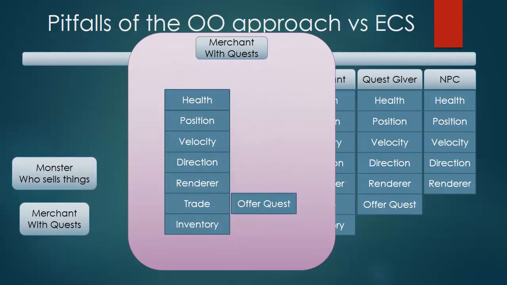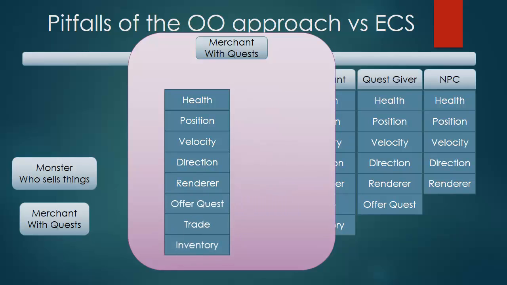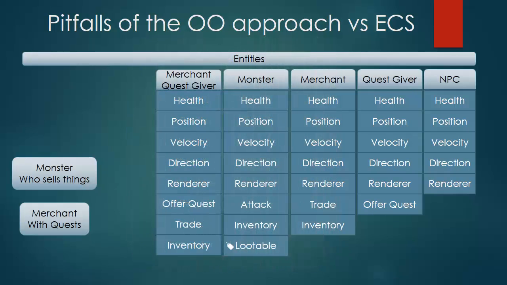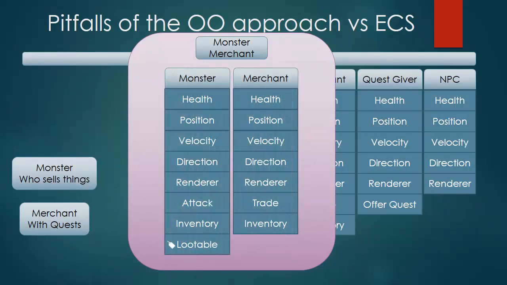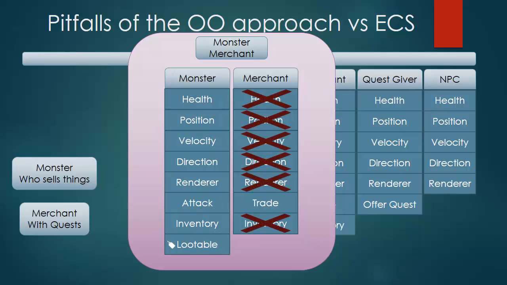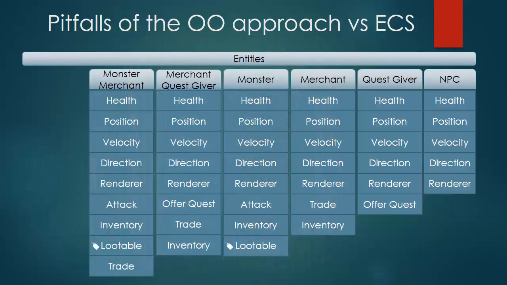So then we get rid of those completely. Now we've got our two trees. We just insert the quest offer component into the merchant quests, or the merchant with quests. And now we have a merchant who gives quests, right? So now we can look at the monster merchant, right? Same basic thing. We just import a monster, import merchant, throw them together, eliminate the ones that are duplicates, and then now we've got that there.